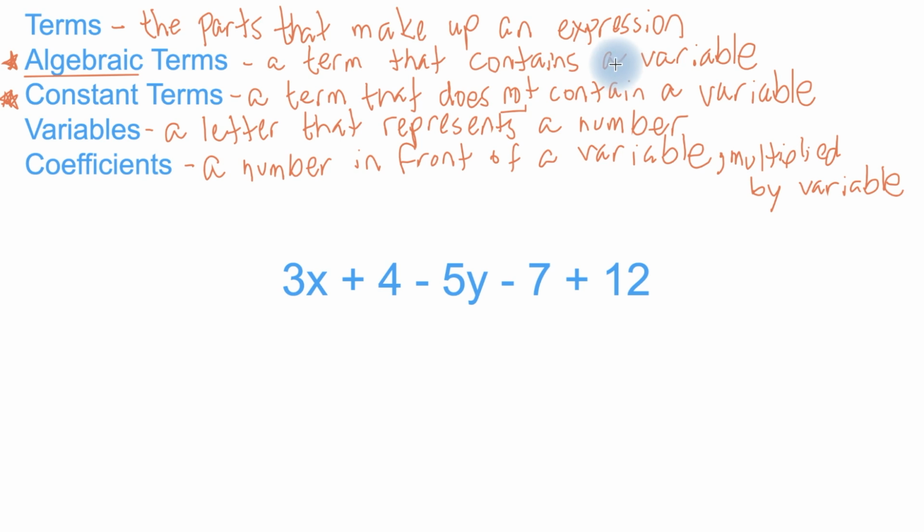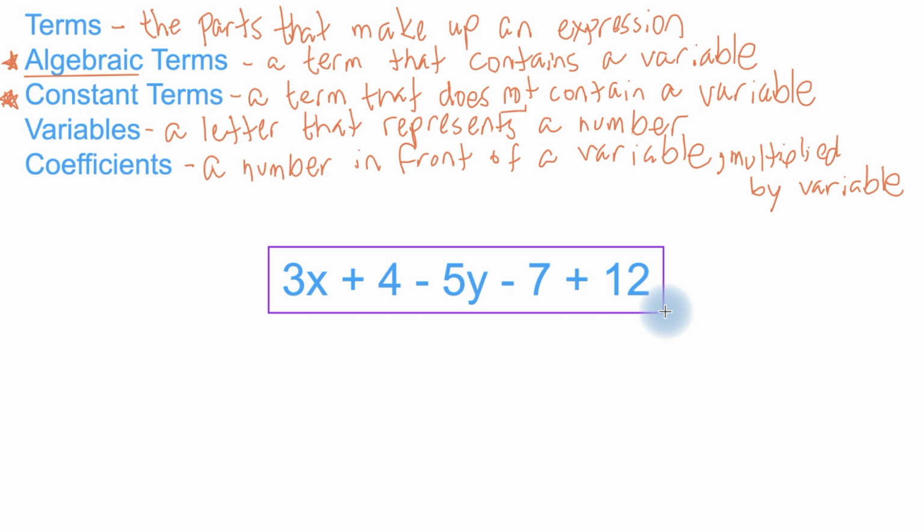So now that we know all of this, let's apply it to this expression. The first thing I'm going to do is take the expression and break it up into terms. The best way to do that is to do the following. First, put a box around the entire expression. After you put a box around the expression, make sure that you drop a line right before the next plus or minus sign you see. For example, here's my first plus sign. I'm going to drop a line right in front of it. That means that my first term is 3x.